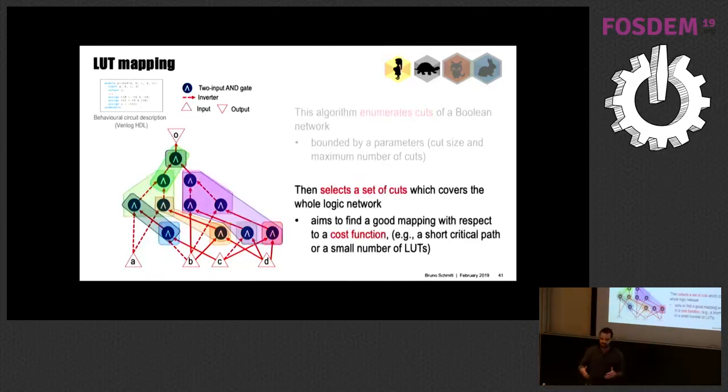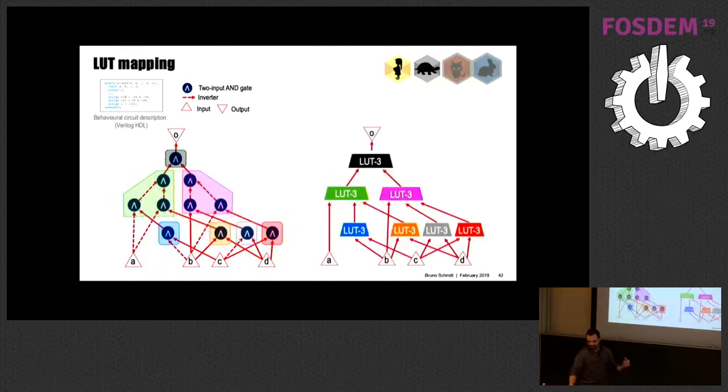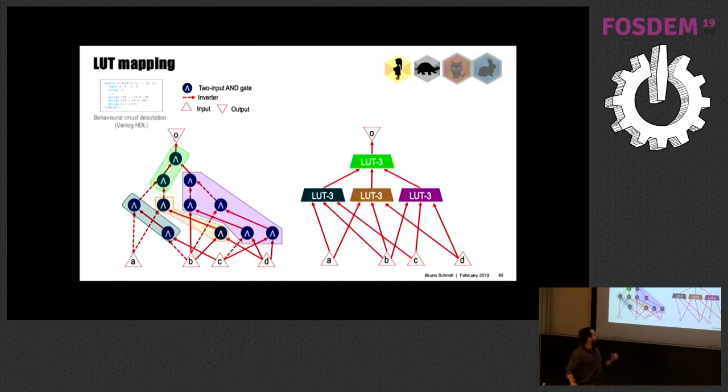And when you're happy about the number of cuts that we have, we select a set of cuts that will map the whole logic network. Our aim here is to find a good mapping with respect to some cost function that you can define. Maybe you're interested in a shorter critical path delay, or maybe in using a smaller number of LUTs. So by selecting different cuts, instead of having this mapping, we could do it slightly better, or we can do it even better, minimizing not only the number of LUTs, but the number of logic levels in this network.